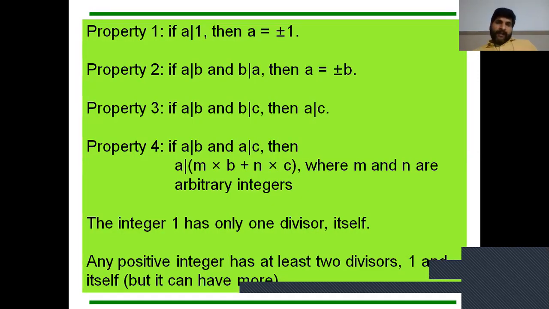Property 1: if A divides 1, then A equals plus or minus 1. Property 2: if A divides B and B divides A, then A equals plus or minus B. Property 3: if A divides B and B divides C, then A divides C. Property 4: if A divides B and A divides C, then A divides M into B plus N into C, where M and N are arbitrary integers. The integer 1 has only one divisor, itself. Any positive integer has at least two divisors, 1 and itself, but it can have more.